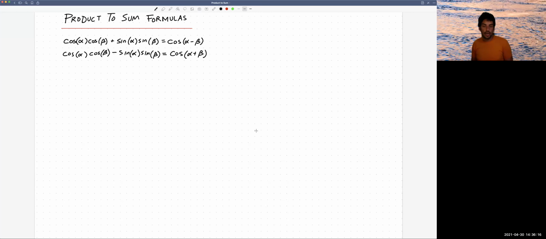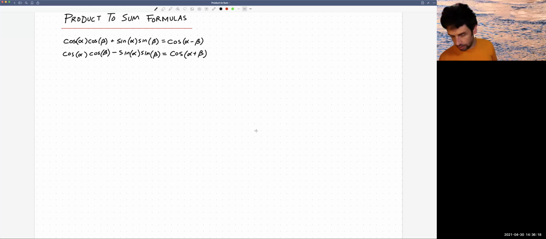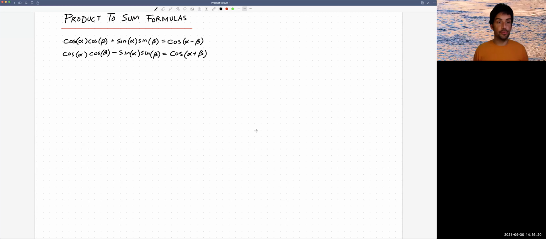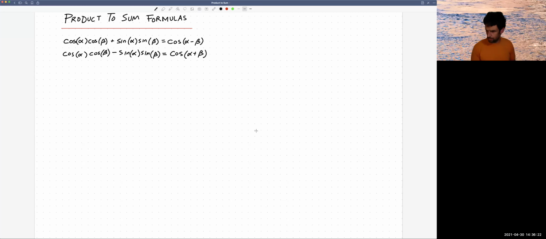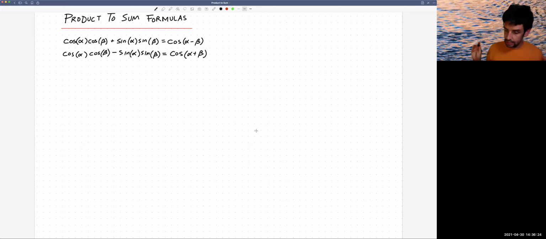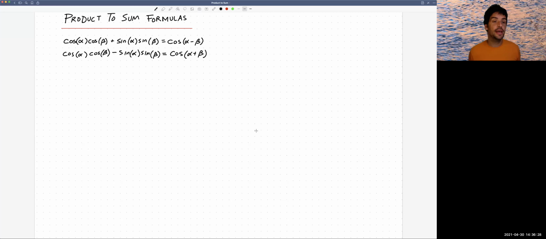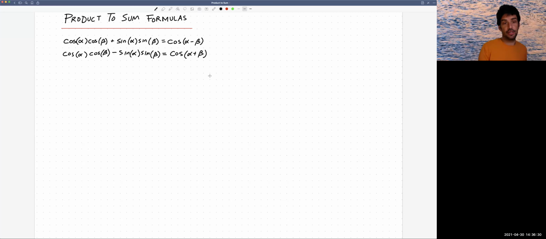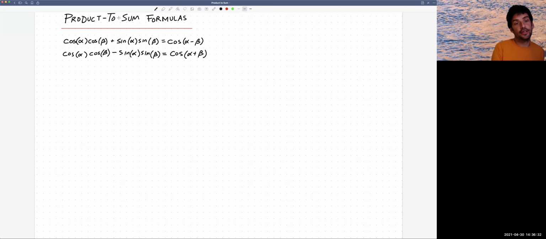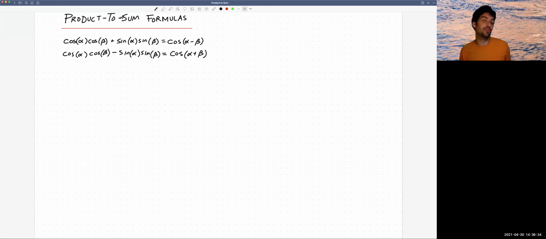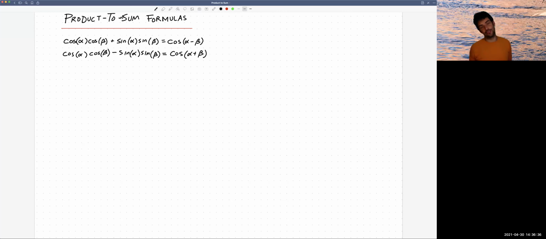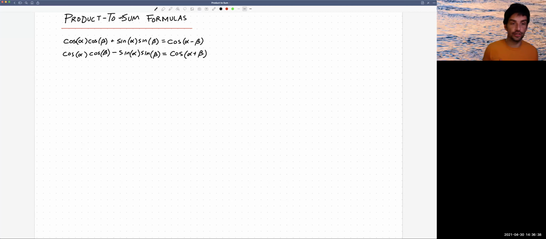Hey, everybody. So we're going to continue with our parade of identities and formulas. This should be a pretty quick one. This will be our product to sum formulas. As they sound, these are formulas that let us take products of trig functions and turn them into sums of trig functions.